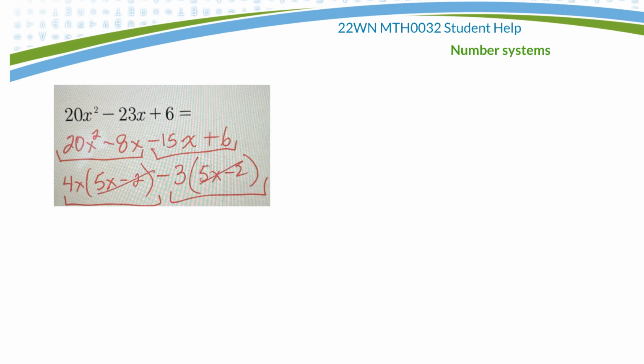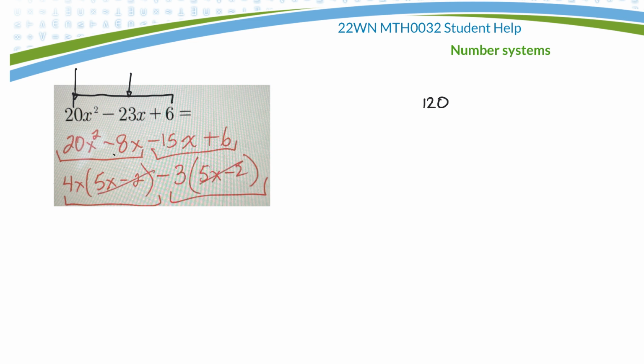Here's a good example of factoring an expression. And you can factor expressions that have a number in front of the x squared a couple of different ways. One of those ways is using the AC method. And so you just multiply the 6 by 20. So that would be 120. And then find two numbers that multiply to 120 that have either a sum or difference of negative 23.